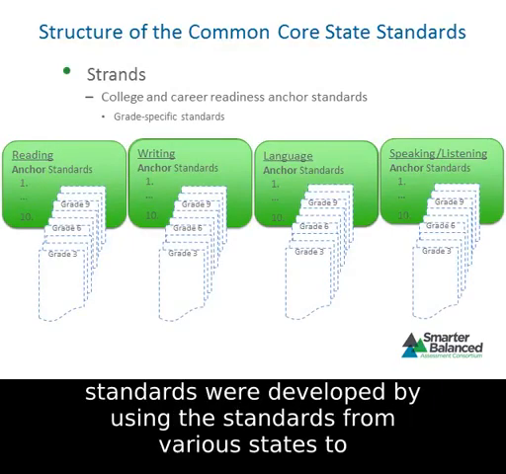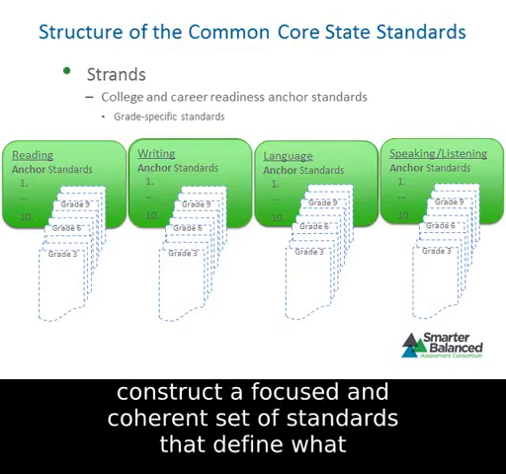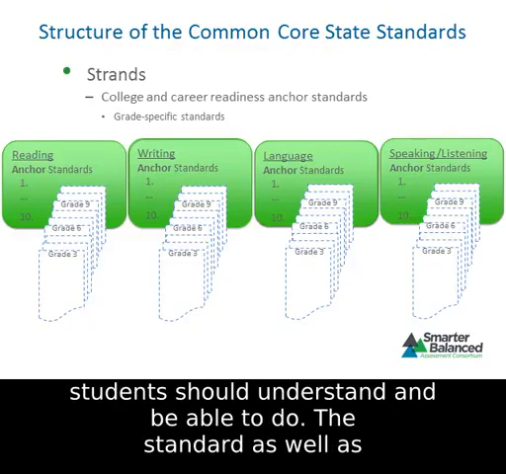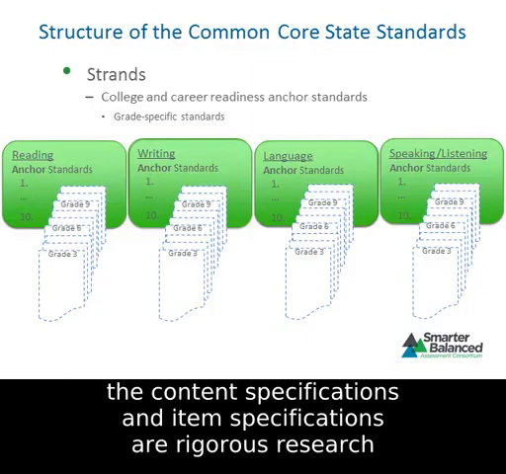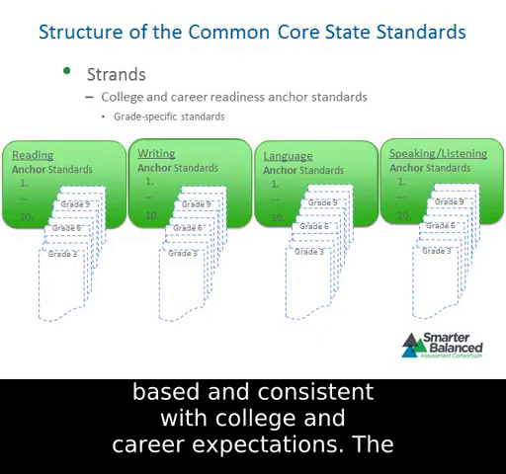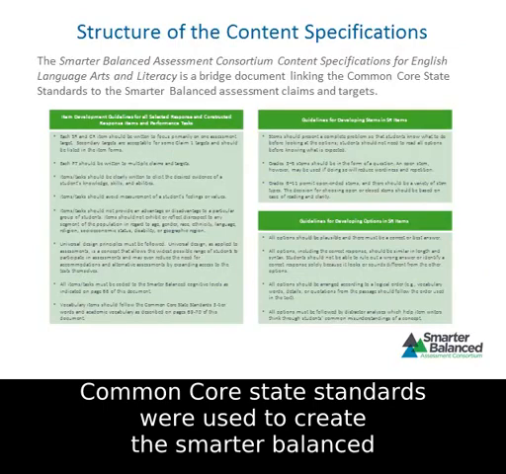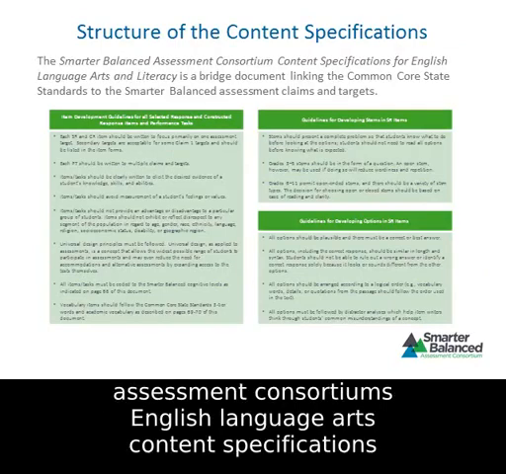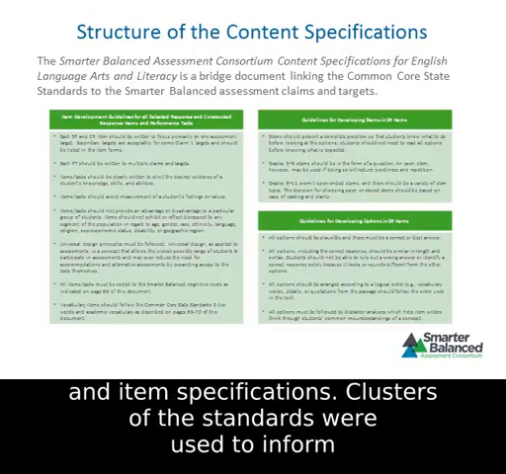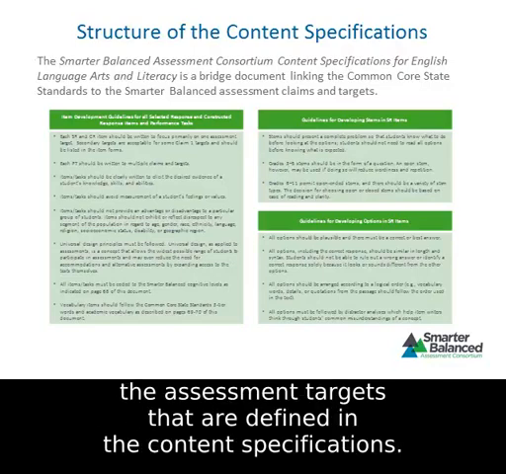The Common Core State Standards were developed by using the standards from various states to construct a focused and coherent set of standards that define what students should understand and be able to do. The standards, as well as the content specifications and item specifications, are rigorous, research-based, and consistent with college and career expectations. The Common Core State Standards were used to create the Smarter Balanced Assessment Consortium's English Language Arts Content Specifications and Item Specifications. Clusters of the standards were used to inform the assessment targets that are defined in the content specifications.